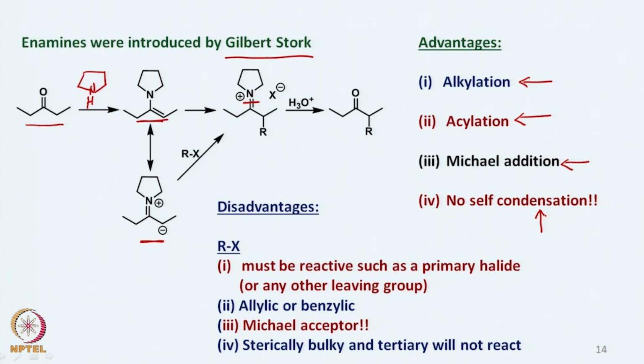But the disadvantages of these stoichiometric enamine reactions are that the RX has to be very reactive, preferably a primary halide or any other leaving group like tosylate or mesylate or triflate or whatever, and it is better to have allylic or benzylic groups as RX, or a Michael acceptor. Unfortunately, sterically bulky and tertiary RX type electrophilic molecules do not react with these enamines. So there are some problems associated with it.